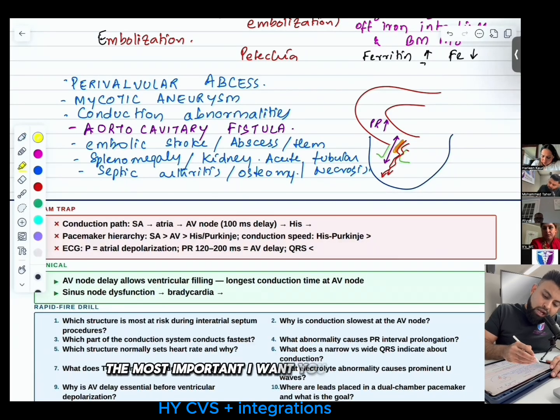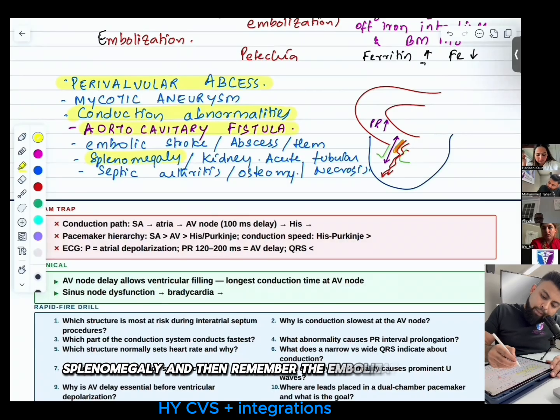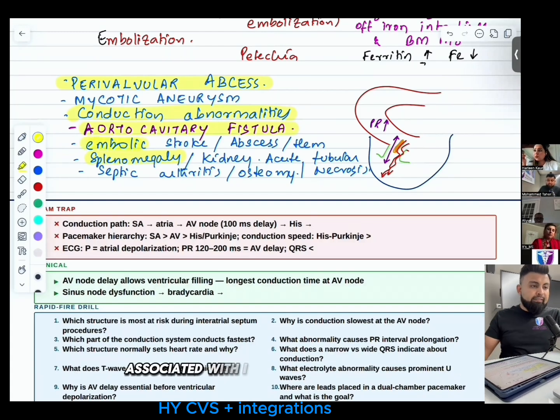The most important I want you to remember is first, perivalvular abscess, yes, conduction abnormalities, yes, aortocavitary fistula, yes, splenomegaly, and then remember the embolization, right? Embolization. These are very important points associated with infective endocarditis.